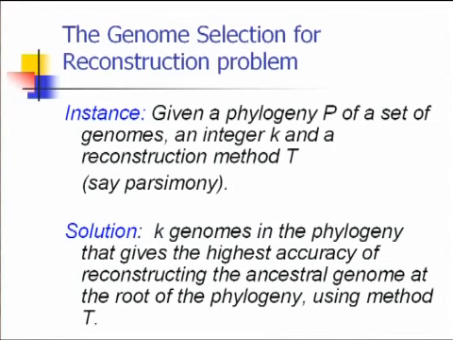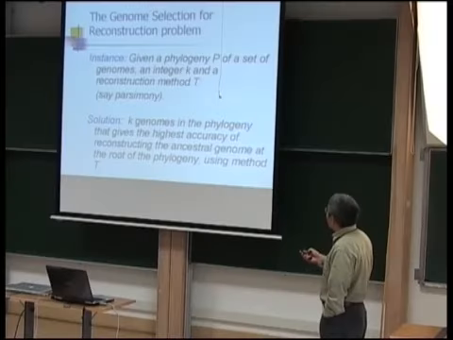to consider this problem. You're given a phylogeny P of a set of genomes, an integer k, and a reconstruction method T. Then find k genomes in the phylogeny that give the highest accuracy of reconstruction of the ancestor genome at the root using the method T. So there, which one? This one? Or which one is?